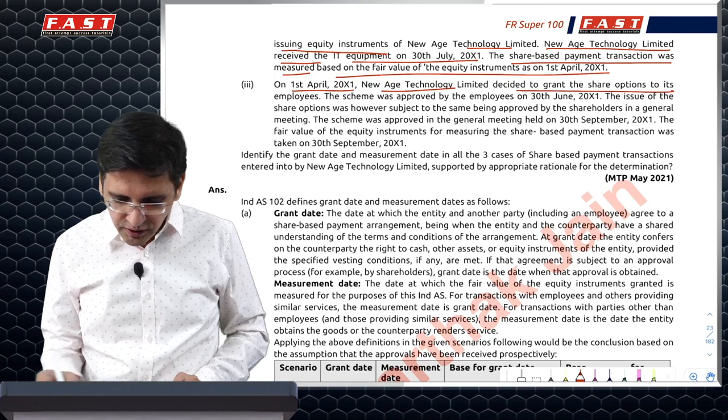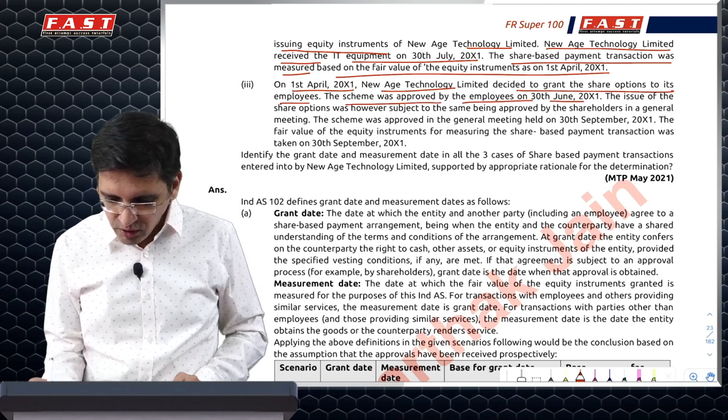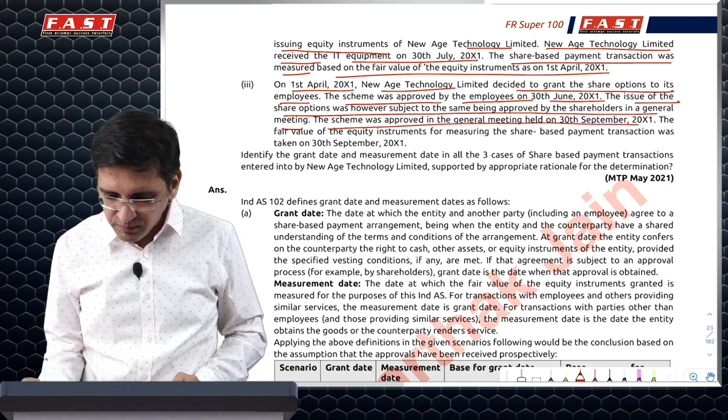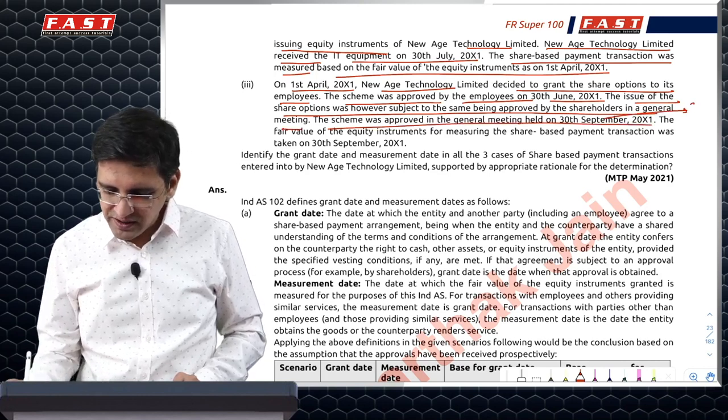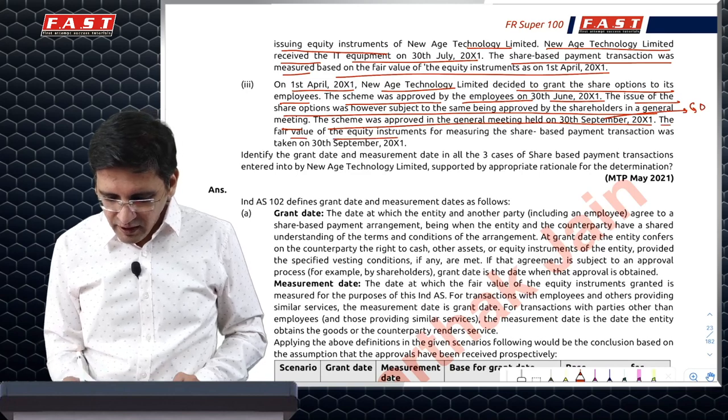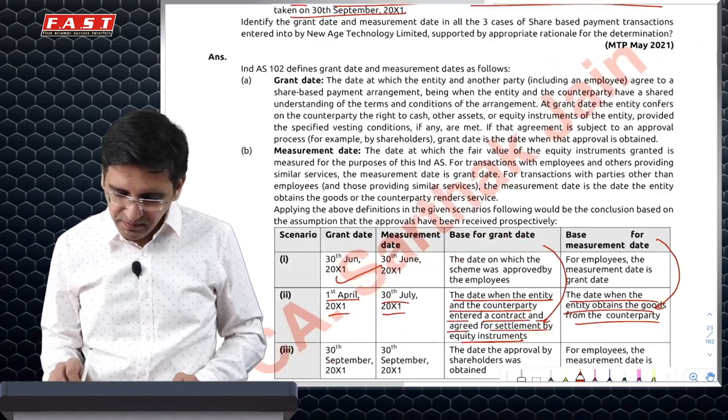New Age decided to grant share options to its employees. The scheme was approved by employees on 30th June. However, shareholder approval was required, and shareholders approved it on 30th September. So this is basically the grant date. Fair value of the equity instrument was taken on 30th of September, which is fine.